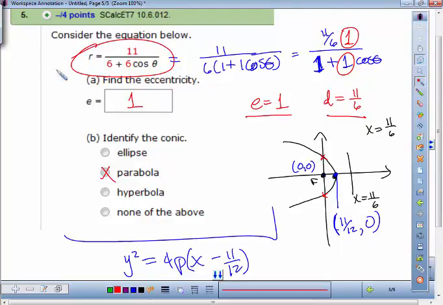All right. See you guys next time. Find the equation of this polar coordinate function, writing Cartesian coordinates.